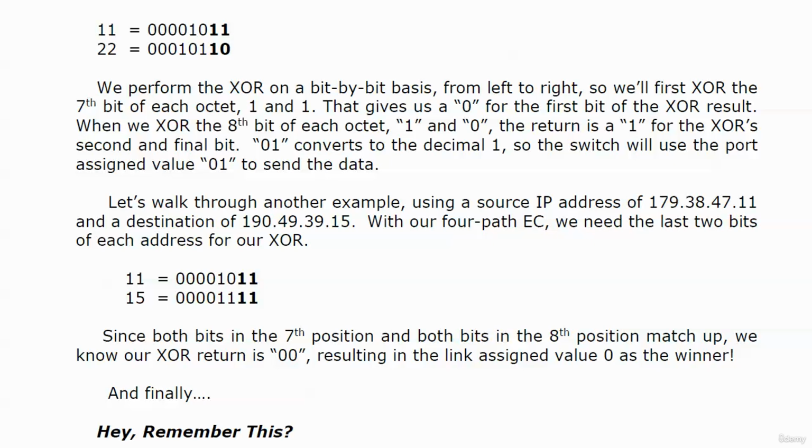That's the one that's going to be taking data from 179.38.47.11 to 190.49.39.15. Again, very important to note that when everything remains the same as far as your addressing goes, address flows from A to B are always going to go over the same link in the EtherChannel. That's all there is to it. It takes a little bit of practice. I'm going to show you how to change that and check it in just a moment.